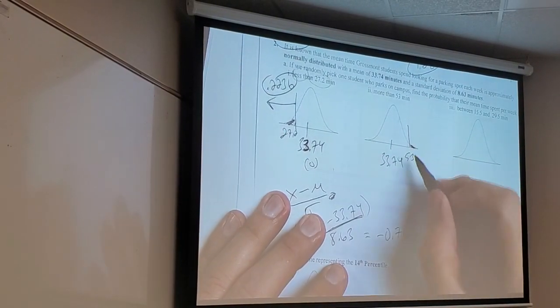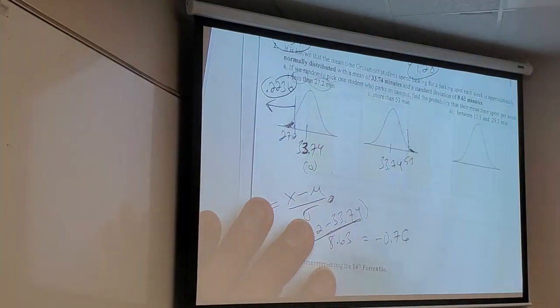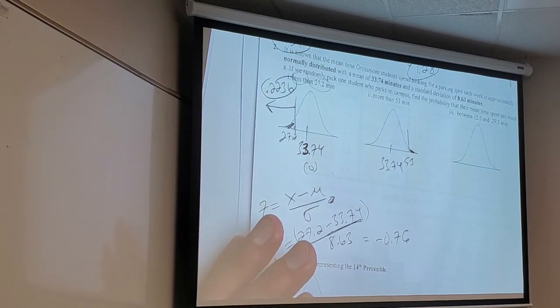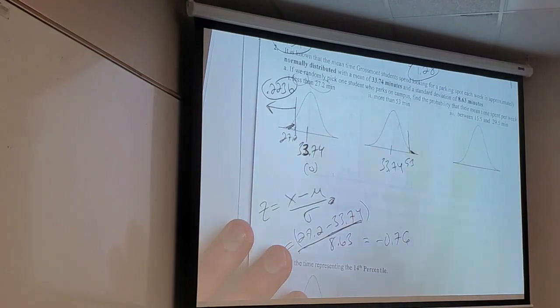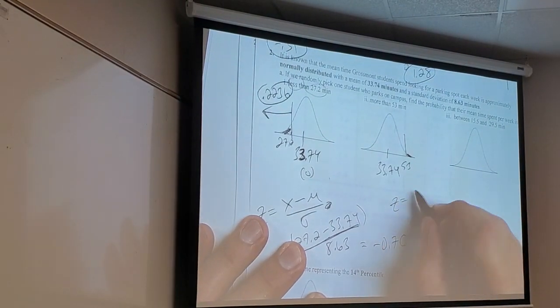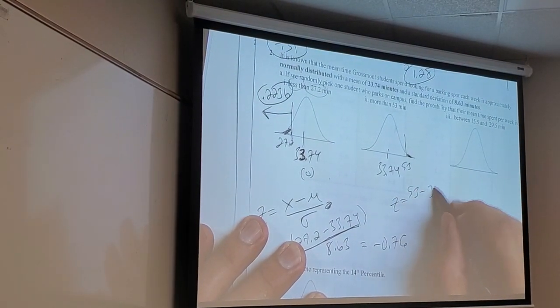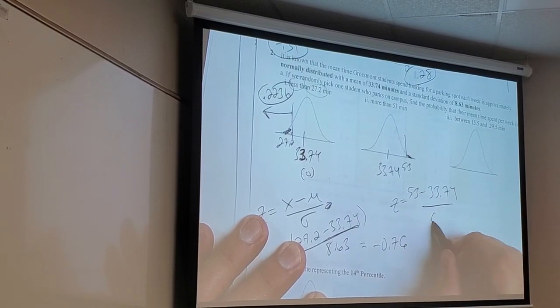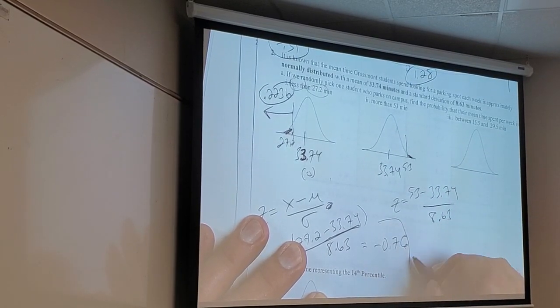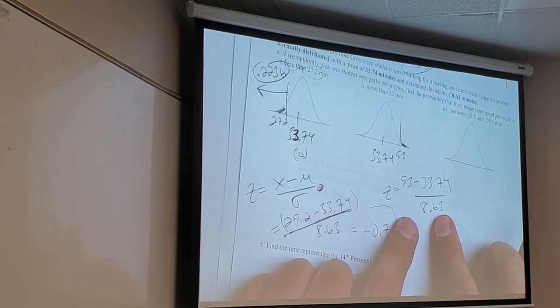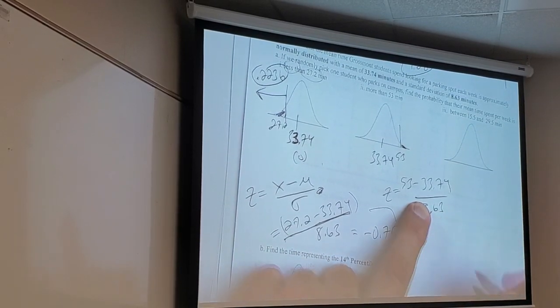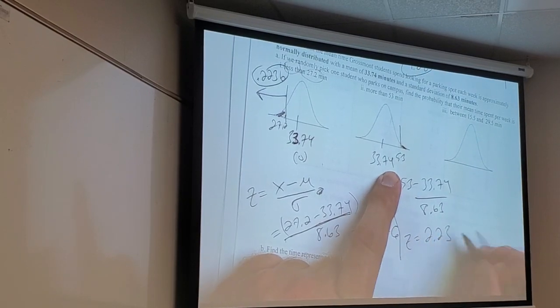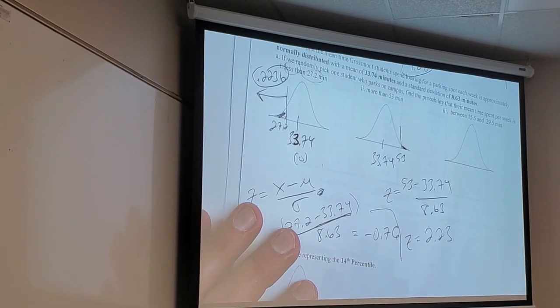So the very first thing I need to do, I want to be able to use this because it's got all the answers. But I need to have a normal curve, got it, and I need to have a z-score. So then I have to make a z-score. So I want to make a z-score out of 53. What do you guys get for the z-score? 2.23? Sounds familiar. I'll go with that, all right?